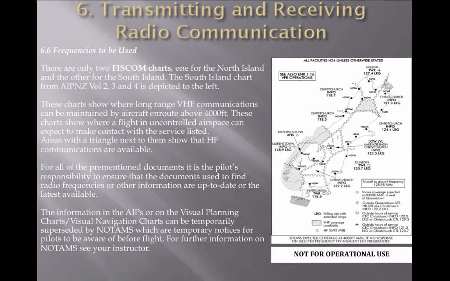There are only two FISCOM charts, one in the North Island and the other in the South. The South Island chart from AIP volumes 2, 3 and 4 is depicted here in the picture. These charts show where long-range VHF communications can be maintained by aircraft en route above 4,000 feet. These charts show where a flight in uncontrolled airspace can expect to make contact with the service listed. Areas with a triangle next to them show that high-frequency communications are available.